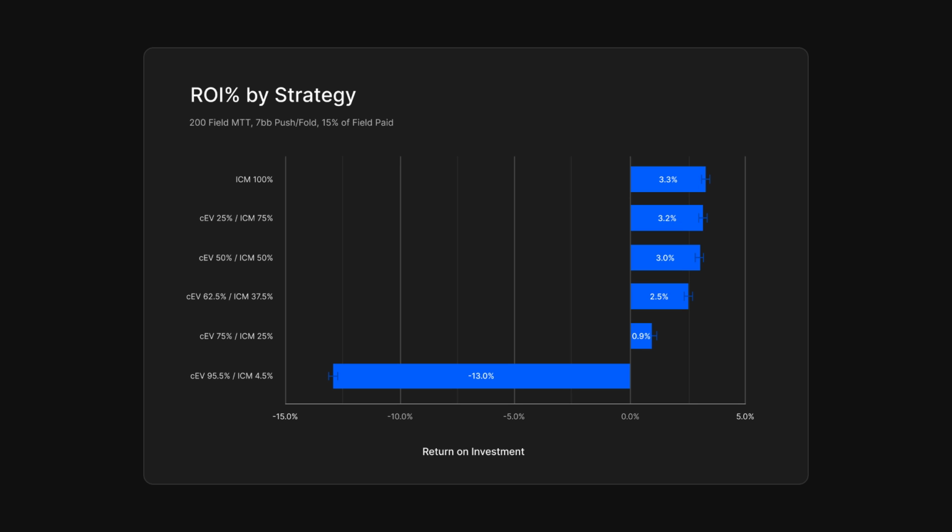And it seems to start to drop off at around somewhere between 50% of the field remaining to 37% of the field remaining. Now, this came as a surprise to me because remember, the bubble is at 15%, yet we're seeing significant changes to the ROI, even somewhere between 50 and 37. So this indicates that ICM impacts your strategy much sooner than most players previously thought.